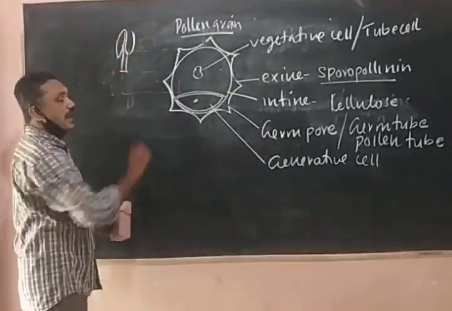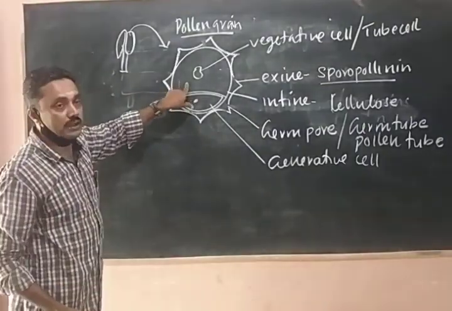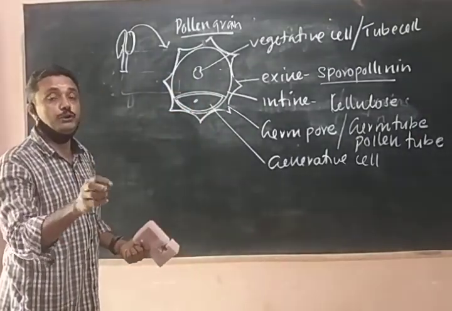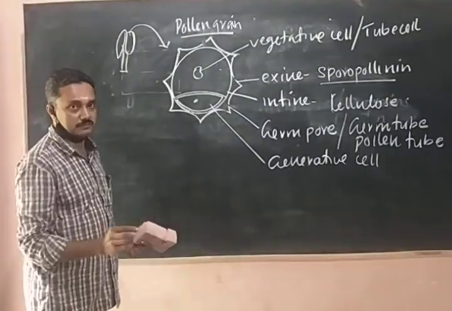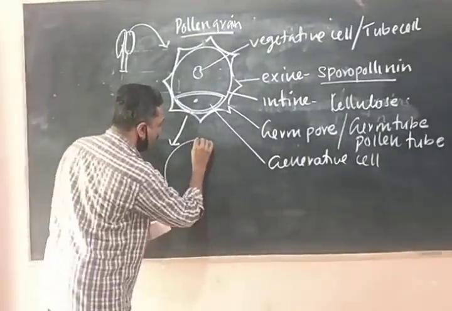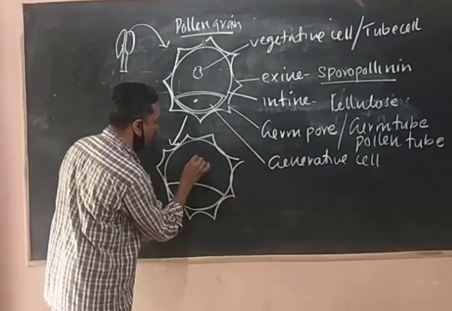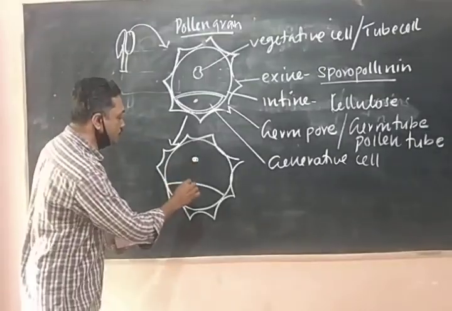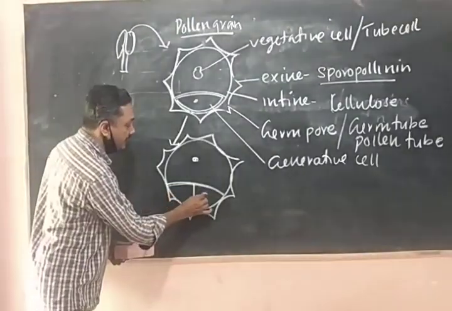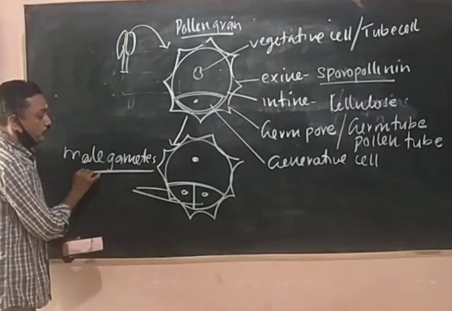In most angiosperms, pollen grains will come out at this stage, with this shape. And in many angiosperms, the generative cell divides into two male gametes before releasing from the anther, or after releasing from the anther. Let's see what happens to these pollen grains. Nothing happens to the vegetative cell. The nucleus of the generative cell divides by mitosis into two, and these resulting cells are called male gametes.